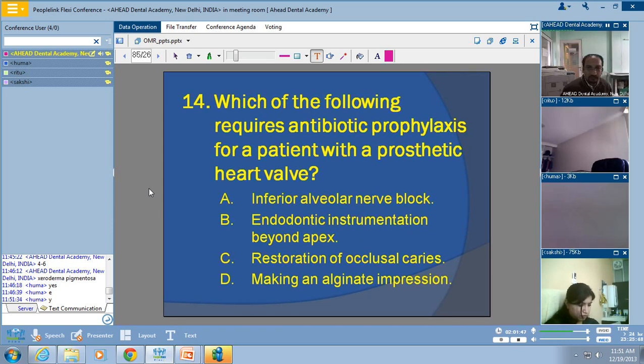No, there is actually no need to give antibiotic prophylaxis if you are giving only the nerve block. But if you are doing a procedure which is likely to invade the blood, like extraction or endodontic instrumentation beyond the apex, then we do require antibiotic prophylaxis. There is no need in choices C and D. There is absolutely no indication or use of giving antibiotic prophylaxis. Okay?